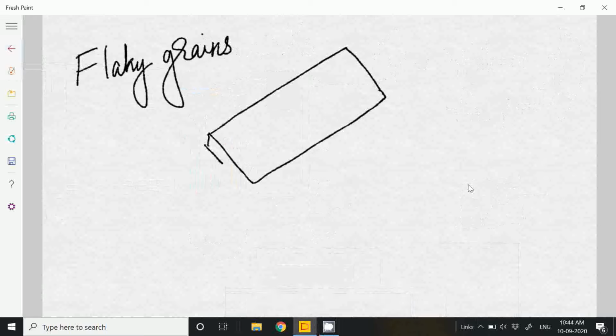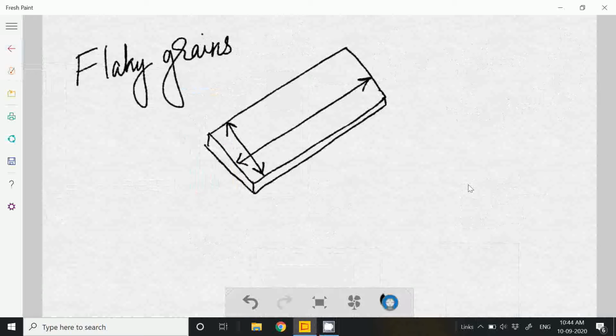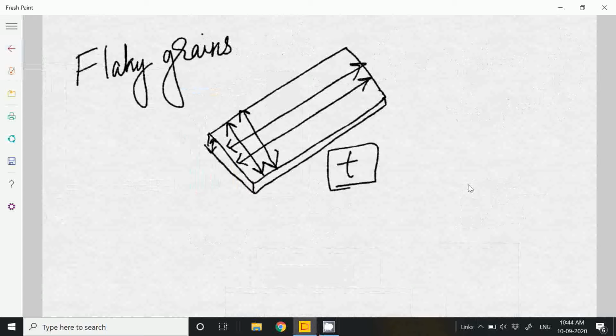Flaky grains, what happens in flaky grains? If this is a particle, the particles will be like this. So this dimension and this dimension are considerably higher than this dimension, isn't it? So the thickness is very less compared to the other two dimensions, which are this and this. So this is about the flaky grains.